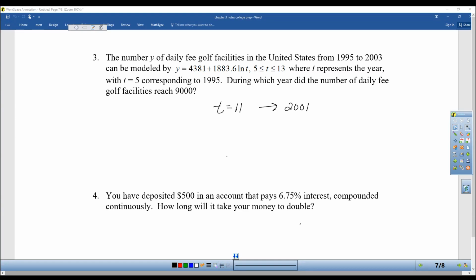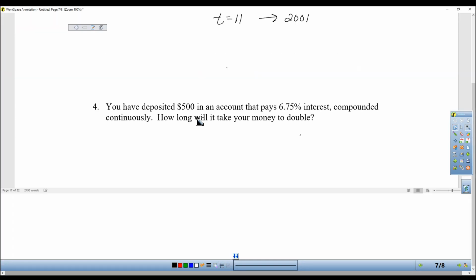Moving on to number 4. You have deposited $500 in an account that pays 6.75% interest compounded continuously. So right away, I know I need the formula that the amount that you're going to have at the end is your principal times e to the rate times t. That's how much money you'll have at the end.